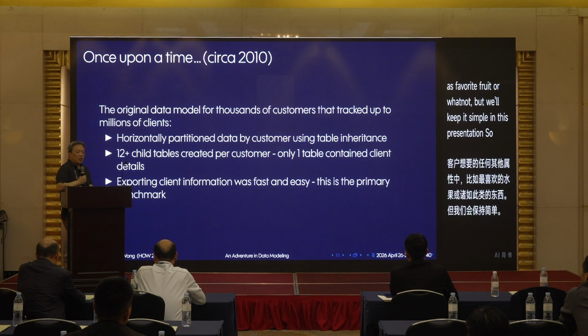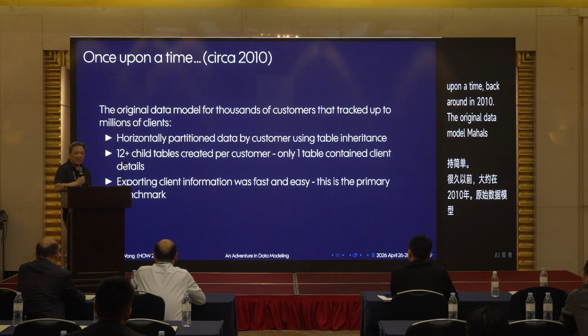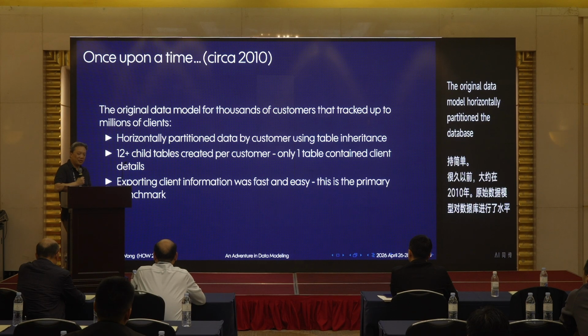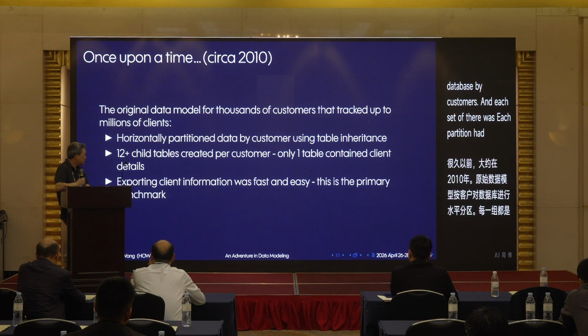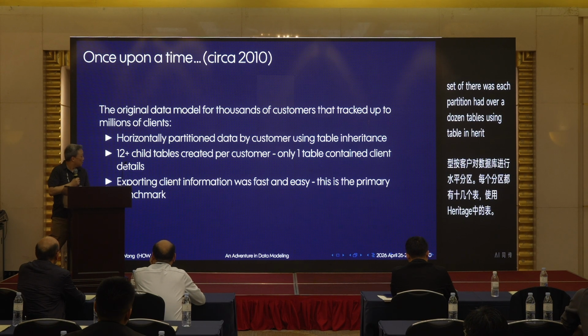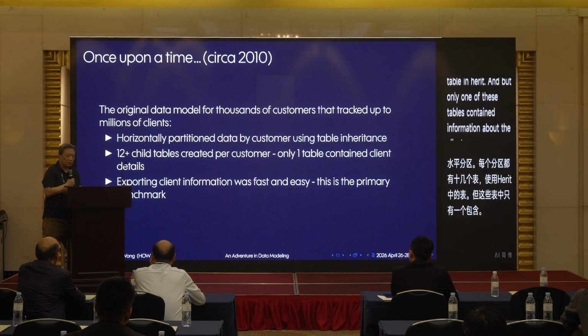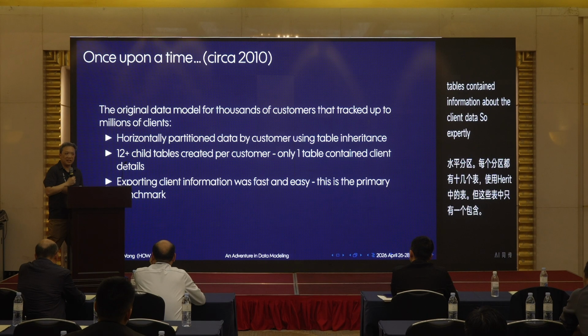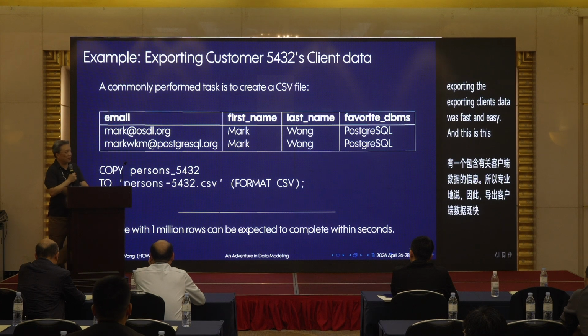So once upon a time, back around 2010, the original data model horizontally partitioned the database by customers. And each partition had over a dozen tables, using table inheritance. But only one of these tables contained information about the client data. So exporting the client's data was fast and easy, and this is the main performance test that we're talking about.